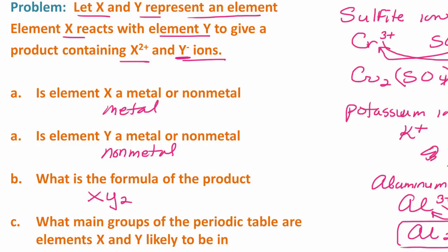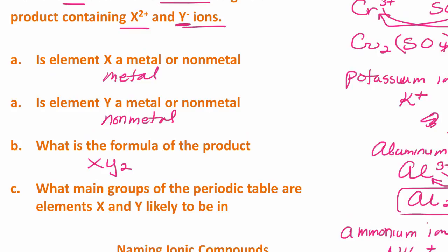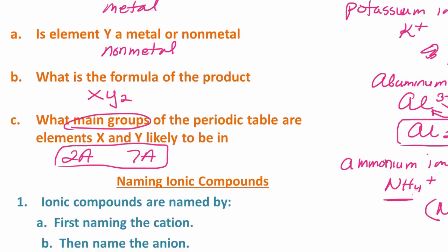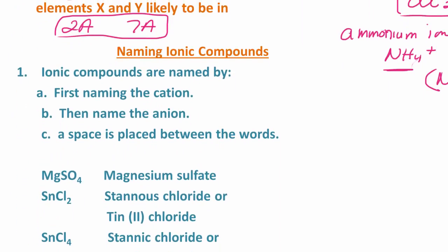Okay. And what main groups of the periodic table are elements X and Y likely to be in? So we're just looking at main group elements. So anything with a 2 plus charge would be in group 2A, and Y has a negative 1 charge, so it would be in group 7A. Okay, so practice these. Now here we want to name ionic compounds if we're given a formula.